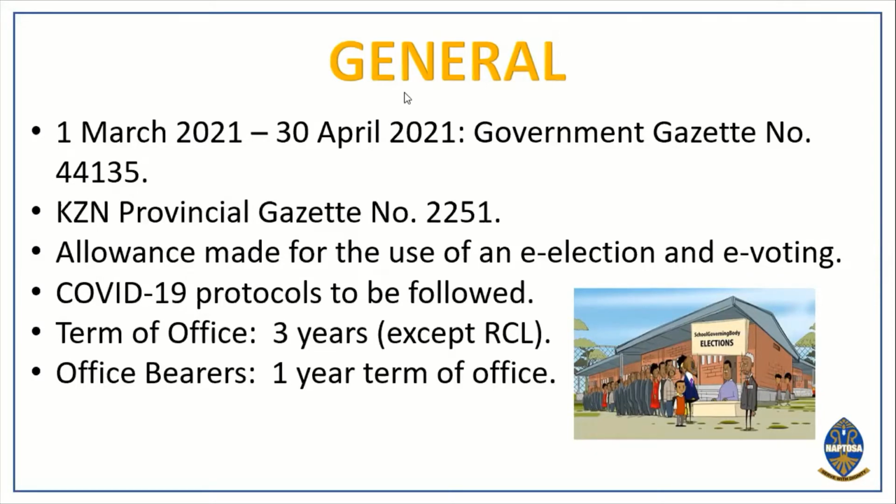You'll know that if you are elected to the governing body, you will serve a term of office of 3 years, except for RCL, who serve a 1-year term of office, and office bearers who are elected only serve a 1-year term of office. So the office bearers are re-elected every year into the governing body.